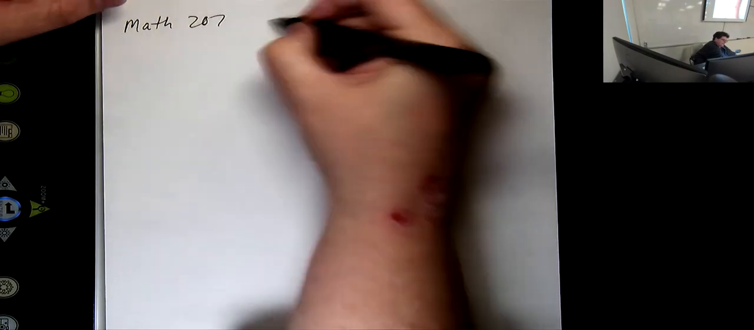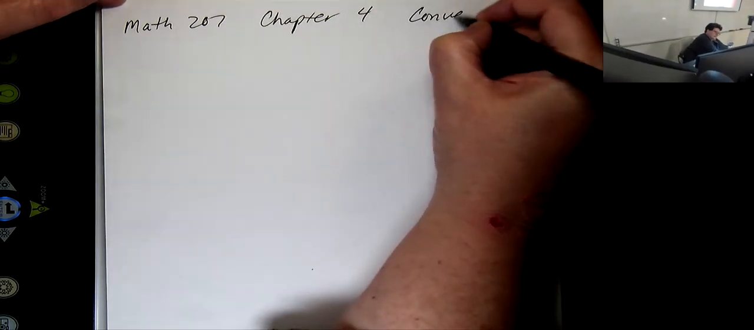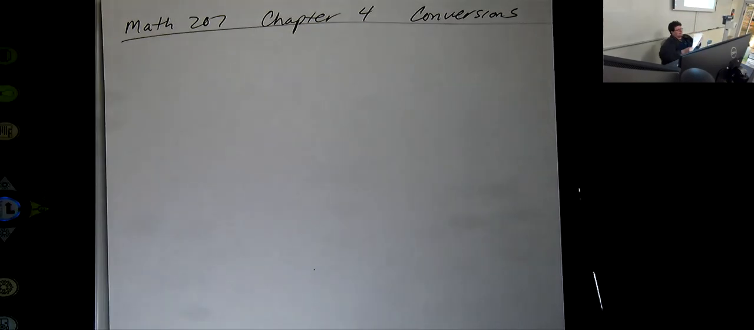So chapter 4 is on conversions. This has more than just conversions. This is the inside covers of the book. There are some tables here, like the table on the front page. The table on the second we'll use, it covers prefixes.